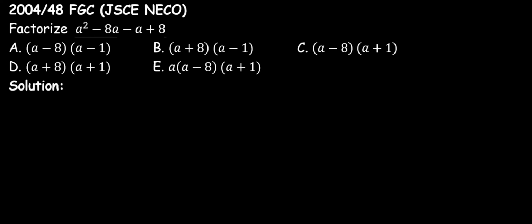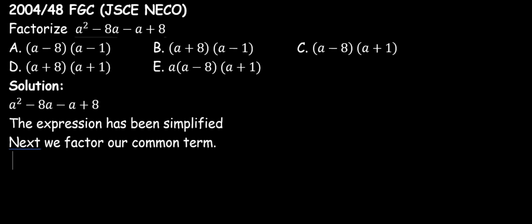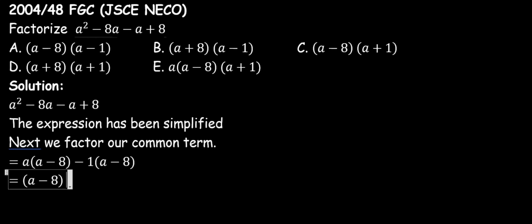Solution. A squared minus 8a minus a plus 8. The given expression has been simplified. Next, we factor out a common term, which is the same as a into bracket open a minus 8, bracket close, minus 1 into bracket open a minus 8, bracket close, which is equals to, since a minus 8 is common, we factor it out, which is equals to a minus 8, bracket open and close, into a minus 1.